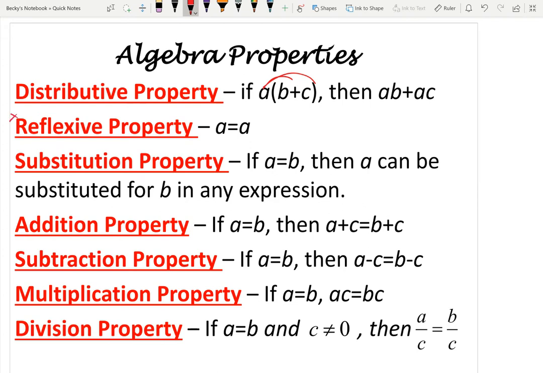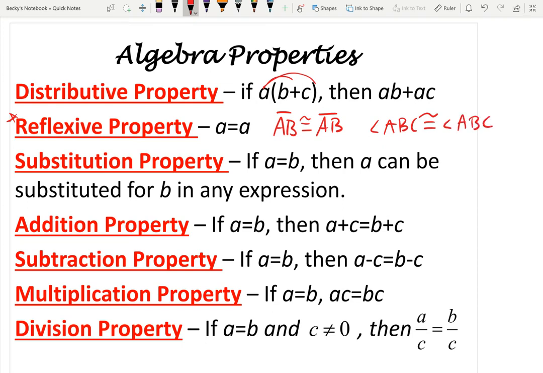Now, this one is probably new. They don't talk about it a lot in algebra class. It's called the reflexive property, and it's when something equals itself. So if you have variables, it could be A equals A. If it was a segment, it could be segment AB is equal or congruent to segment AB. It could be an angle. Angle ABC is congruent or equal to angle ABC.